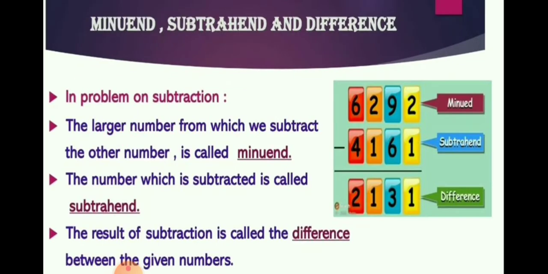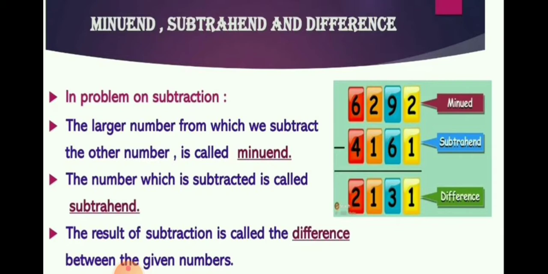Now let us see some of the important terms used in subtraction. The larger number from which we subtract the other number is called minuend. You can see from the example here, we are subtracting two numbers, 6292 and 4161. So the larger number is 6292, which is known as minuend.